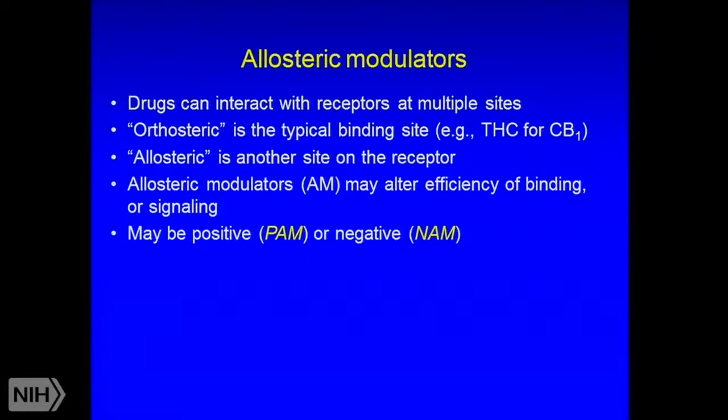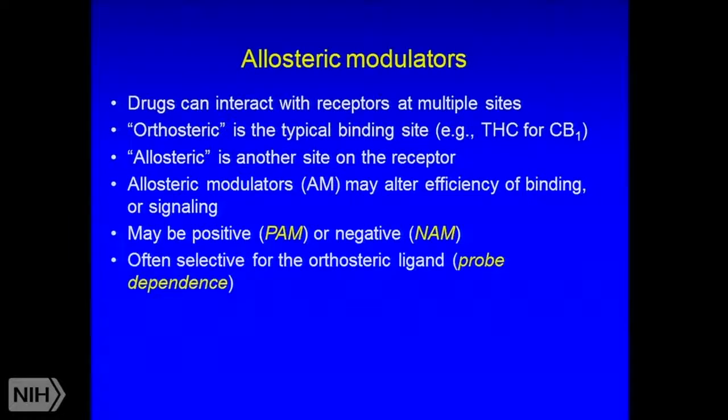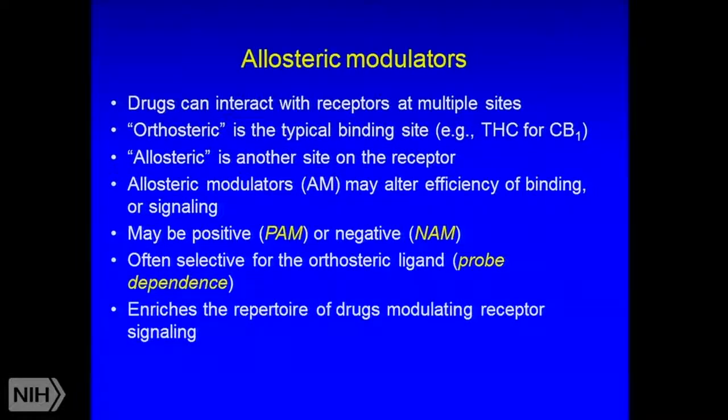These interactions may be positive, so a positive allosteric modulator or PAM, or a negative allosteric modulator. To make it even more complicated, they're often selective for the orthosteric ligand, a phenomenon we call probe dependence. So you may have an allosteric modulator for THC, but it's not an allosteric modulator for 2-AG. And of course, in the optimistic sense, this enriches the repertoire of drugs modulating receptor signaling. It also makes things a bit more confusing.